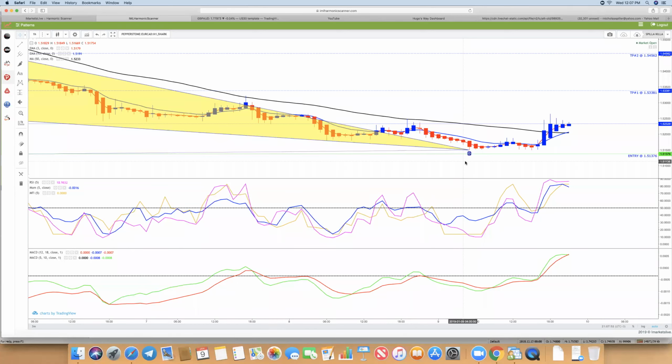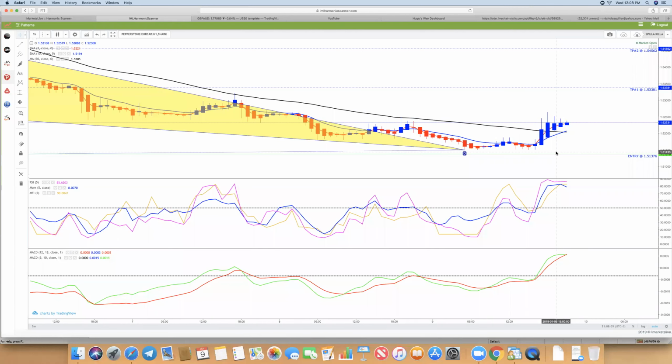How many of y'all see this trade? This is the 1 hour. Oh, this is just so sweet. How many of y'all see this trade? This is the 1 hour. Y'all going to 15 minutes. This is the 1 hour. How many of y'all see all the confirmations?